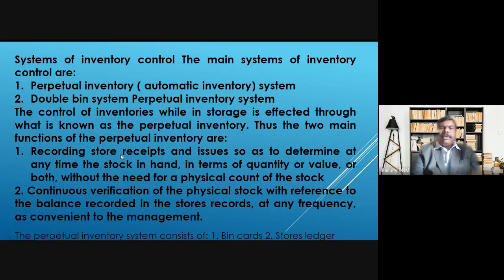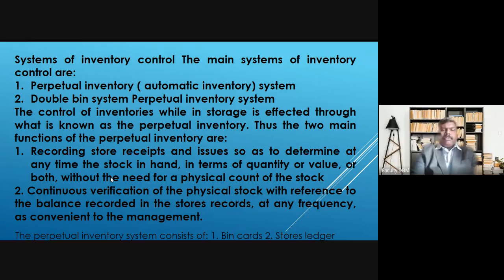In that we have two main functions. One is recording the store receipts and issues so as to determine at any time the stock in hand, in terms of quantity or value or both, without the need of a physical count of the stock. The other is continuous verification of physical stock with reference to the balance recorded in the store records, at any frequency convenient to the management. So these are the two functions we have: one is recording, one is verification. That is in perpetual inventory.